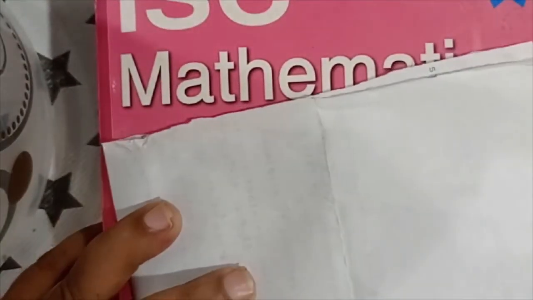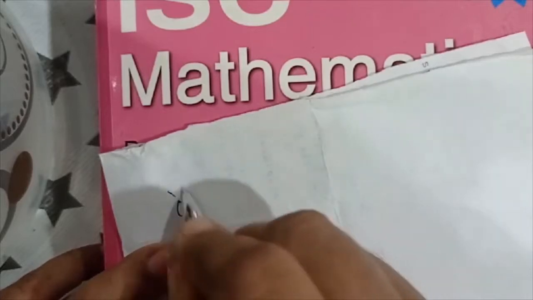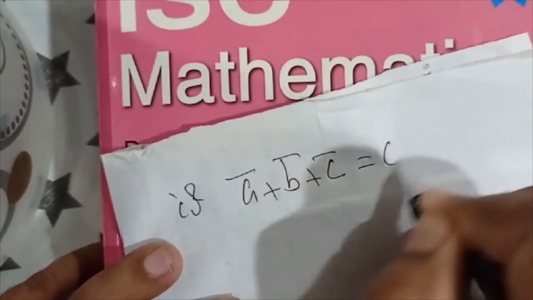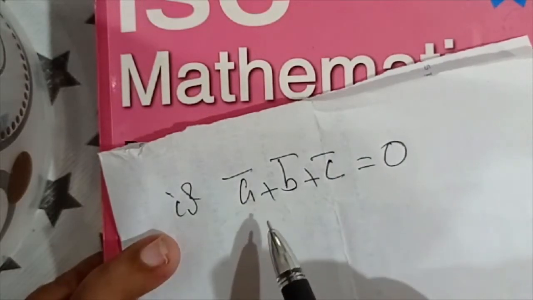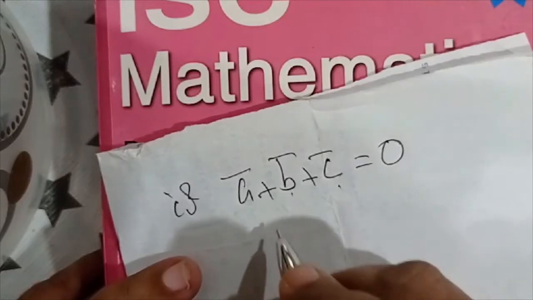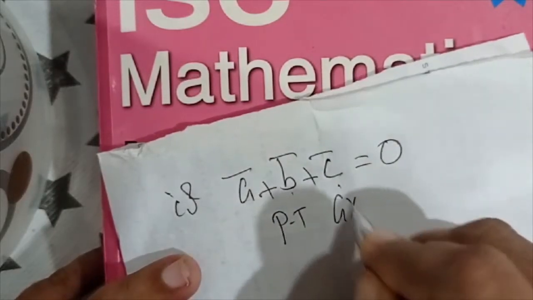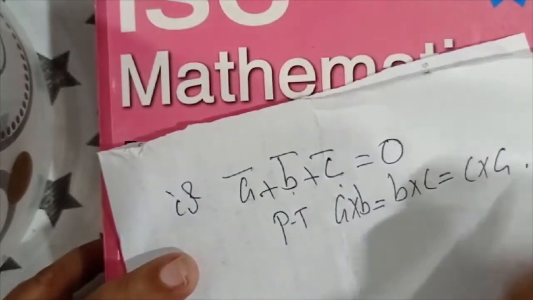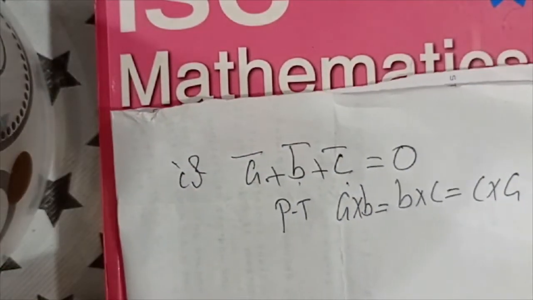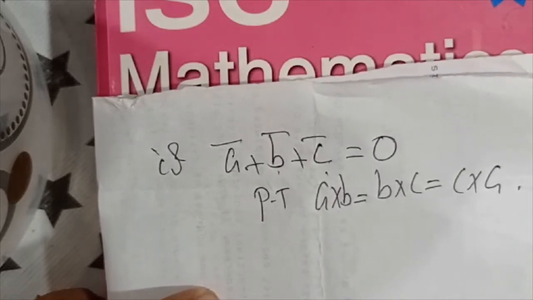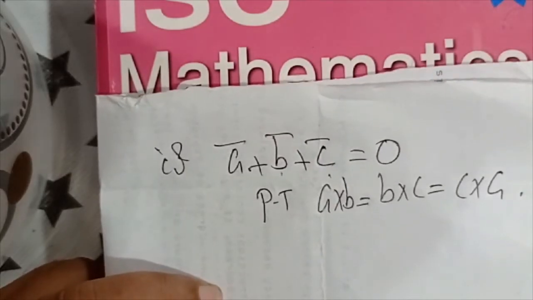Third one: if a plus b plus c equal to 0, all vectors, vector a plus vector b plus vector c equal to 0, prove that a cross b is equal to b cross c is equal to c cross a.